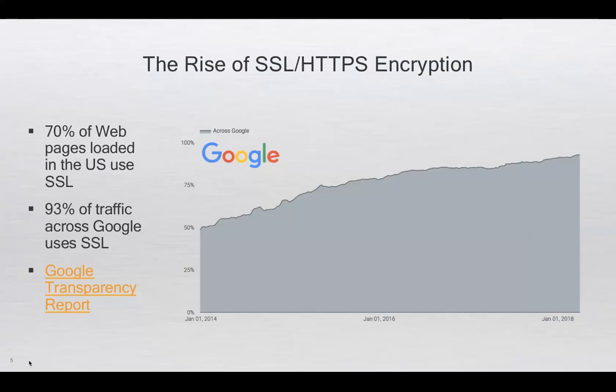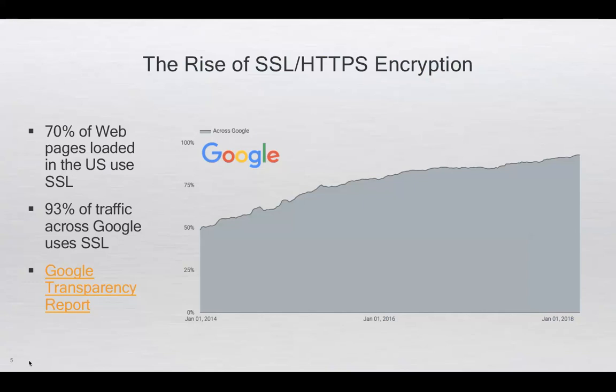And I found other statistics, one of which is coming from Google. At this point in time, and it could be more now, 70% of web pages loaded in the U.S. are using SSL. 93% of traffic across Google is using SSL. This is from the Google Transparency Report. So you can see that by any metric, no matter what report you're looking at, you're going to find 75, 80% of the traffic on the internet is now SSL encrypted.